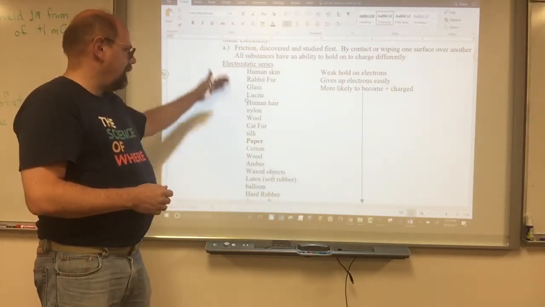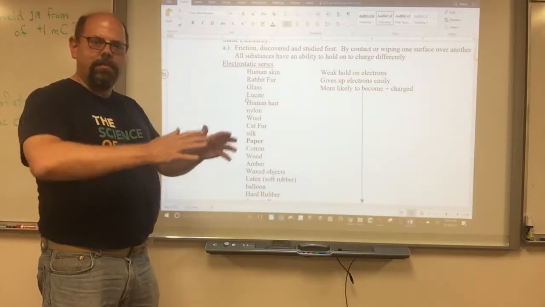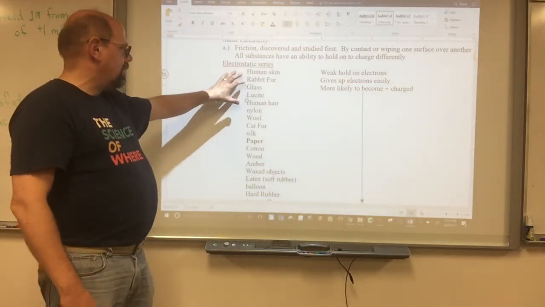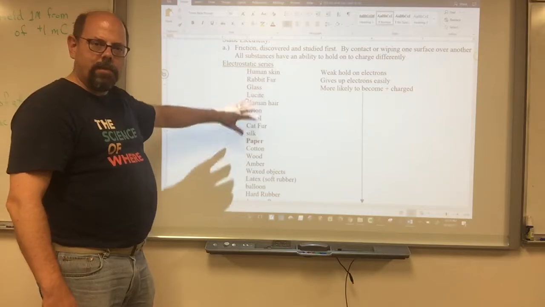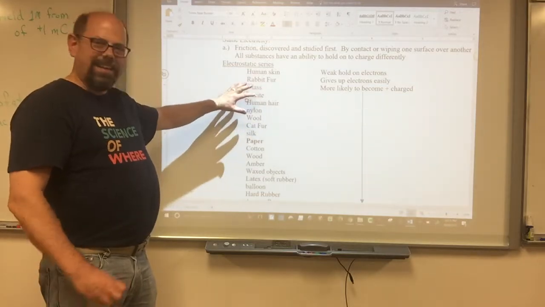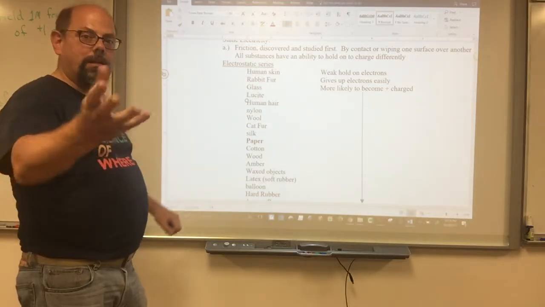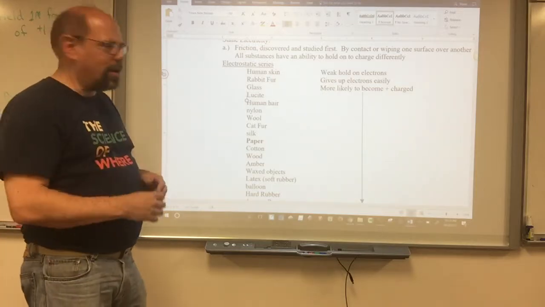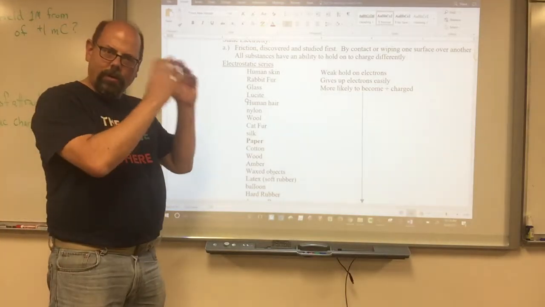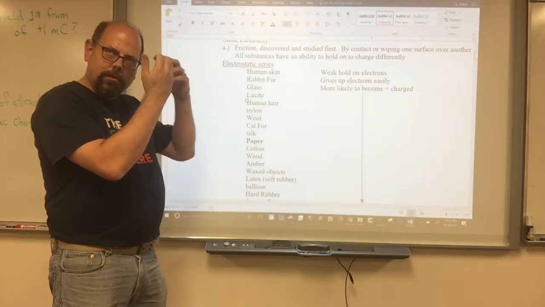As they looked at many, many different things that would touch each other and sort of leave electrons, they realized some things, like our human skin or fur or hair, that's the material on the top here, are not very good at holding their electrons and are willing to let them fall off onto another object. So if you take a balloon and rub it in your hair, electrons are lost from your hair into the balloon.